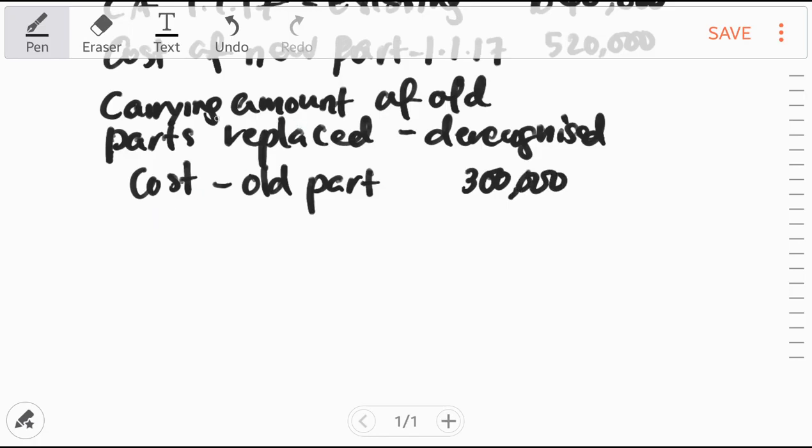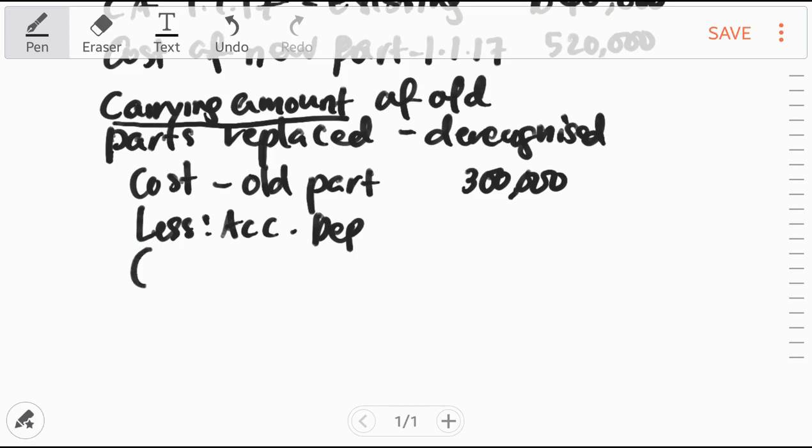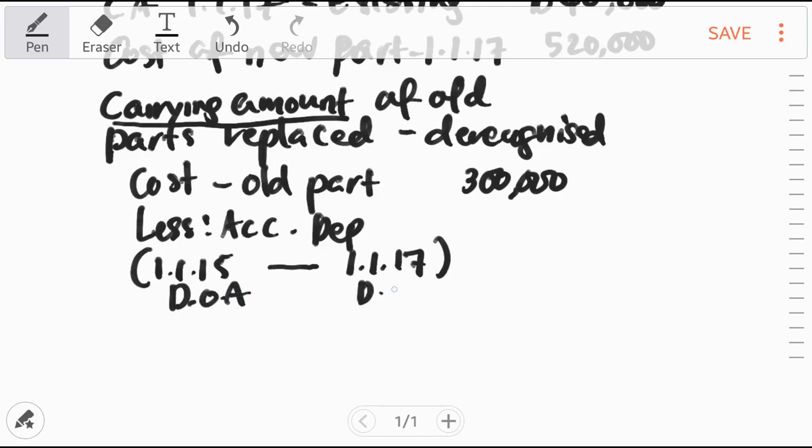300,000. To find the carrying amount, you need to take out the accumulated depreciation of that old part. So meaning that you bought them from 1st of January 15, you need to find out the depreciation until 1st of January 17, from the date you acquired until the date you go and replace, or you go and de-recognize. I put the word D for de-recognize.